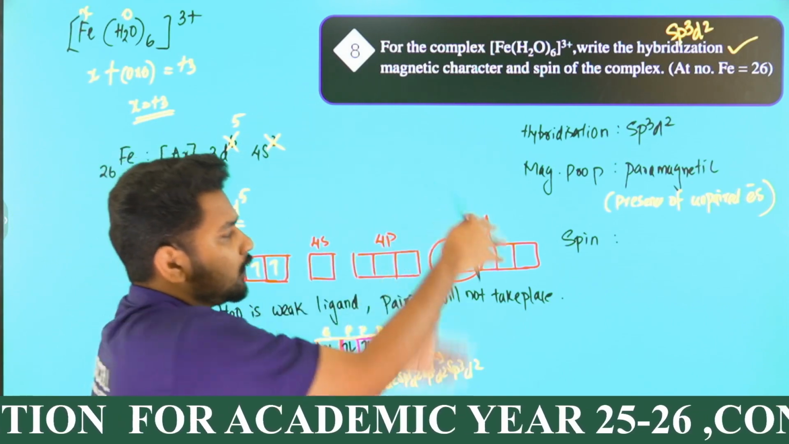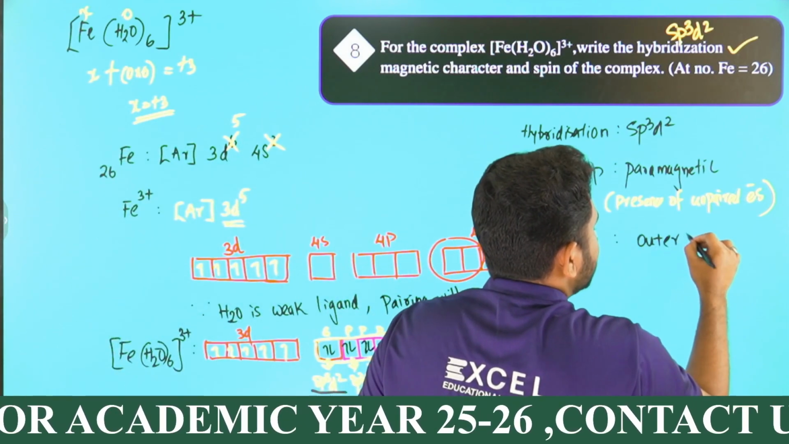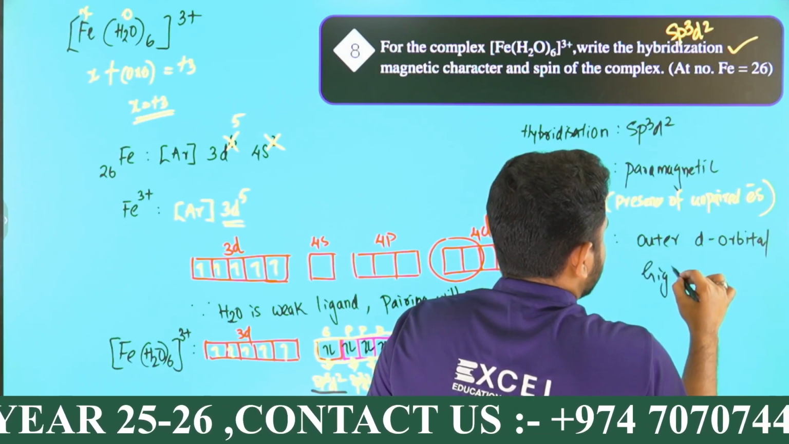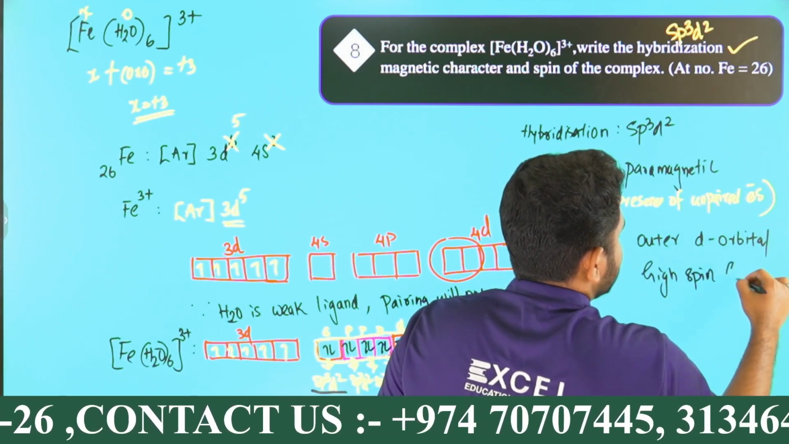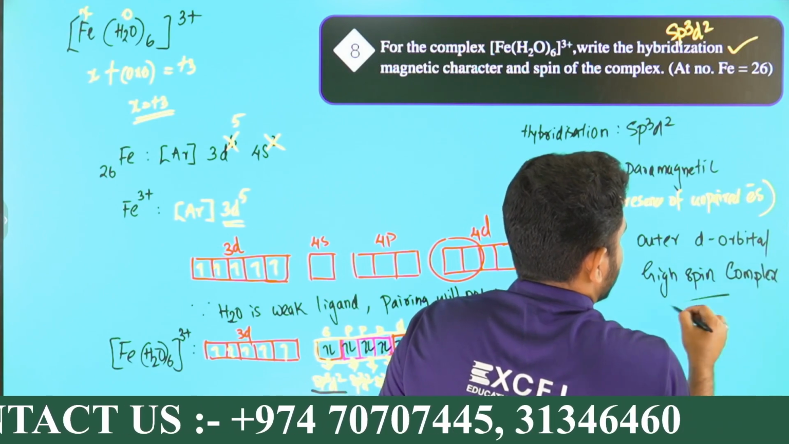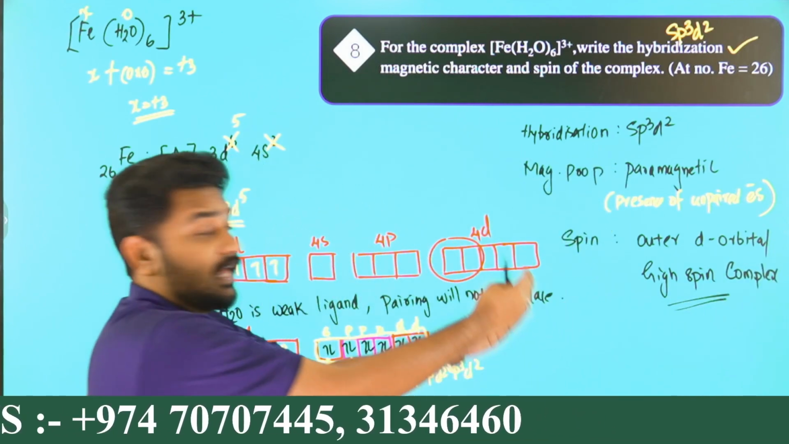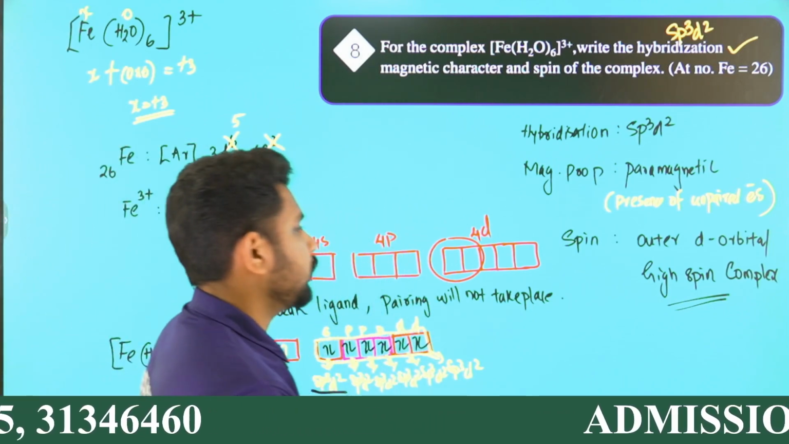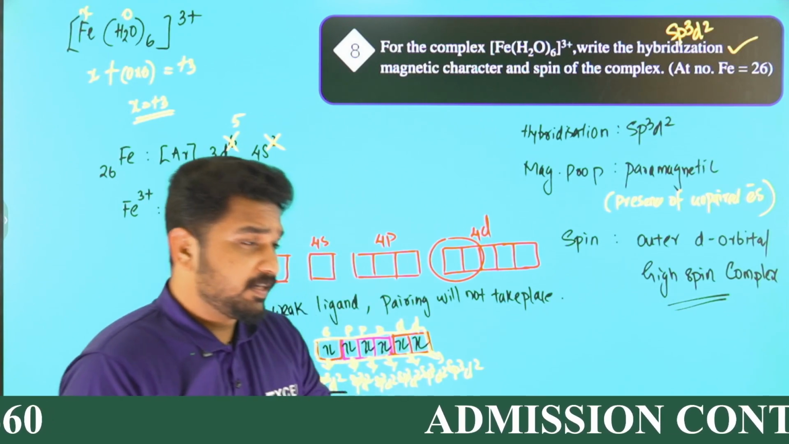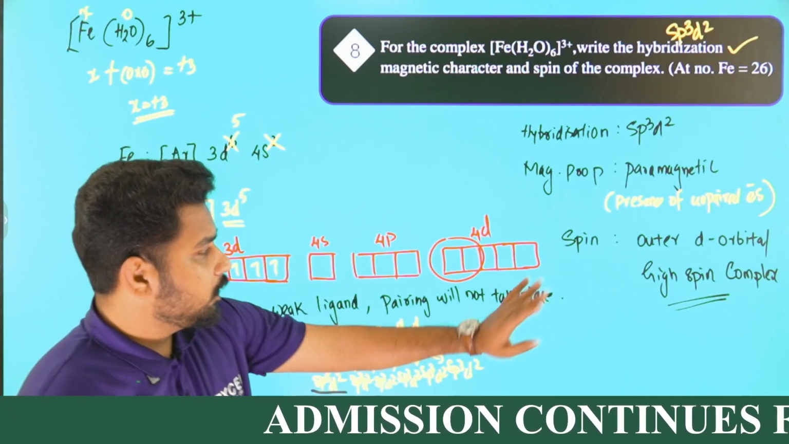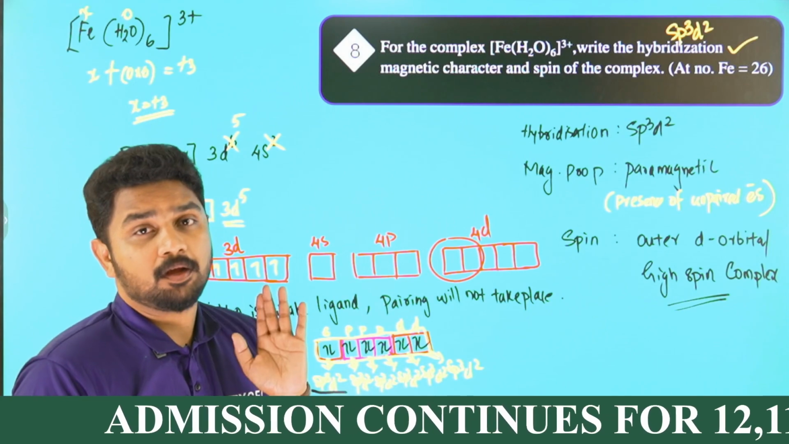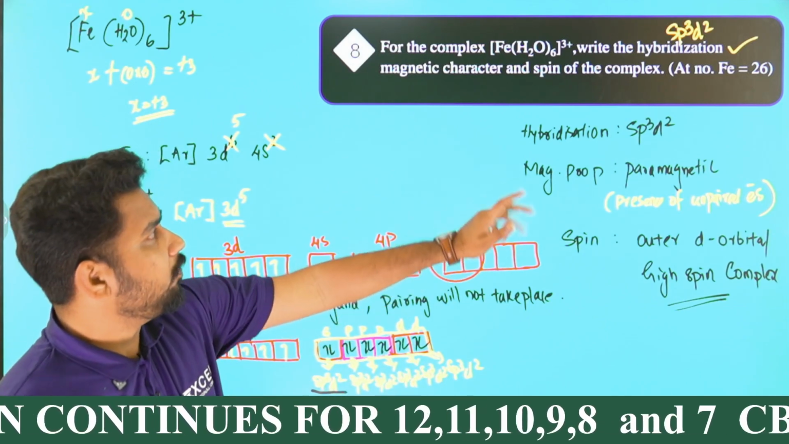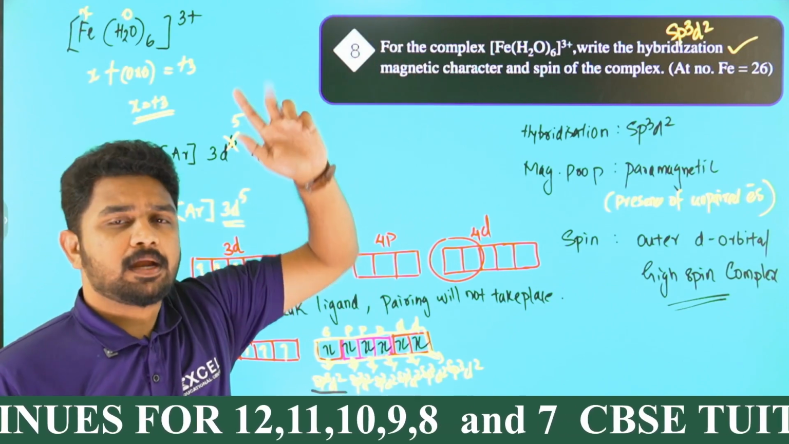So here we used the outer d orbital, so you can call it a high spin complex. If it is the inner d orbital, you can call it a low spin complex. Low spin is also called spin paired, and high spin is called spin free complex. That question can also be asked. So that's it. Now we have found hybridization, magnetic property, and spin.